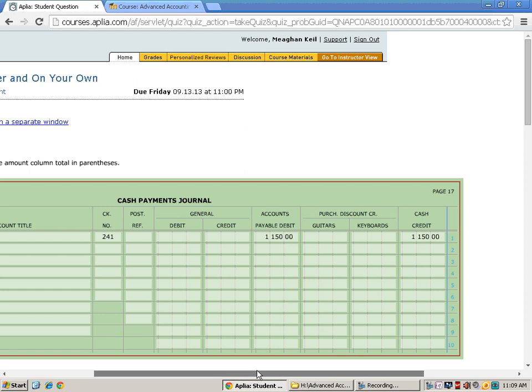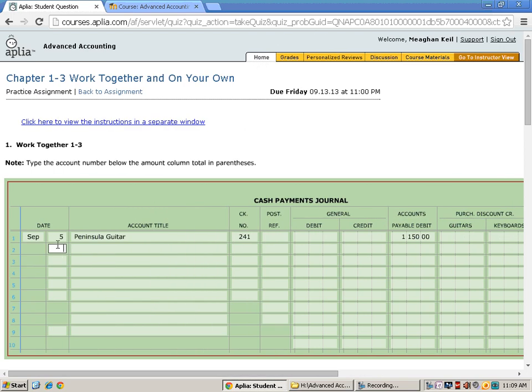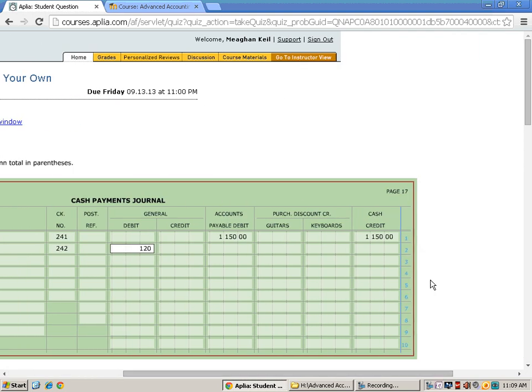Our next transaction then is September 7th. We paid cash for administrative supplies, $120, check number 242. So we're buying supplies, and we have to be specific. They're for administrative, so maybe it's pen, paper, who knows. So we paid $120. So it's going to be a general debit because we're gaining supplies, but we're losing cash because, again, debits have to equal credits.